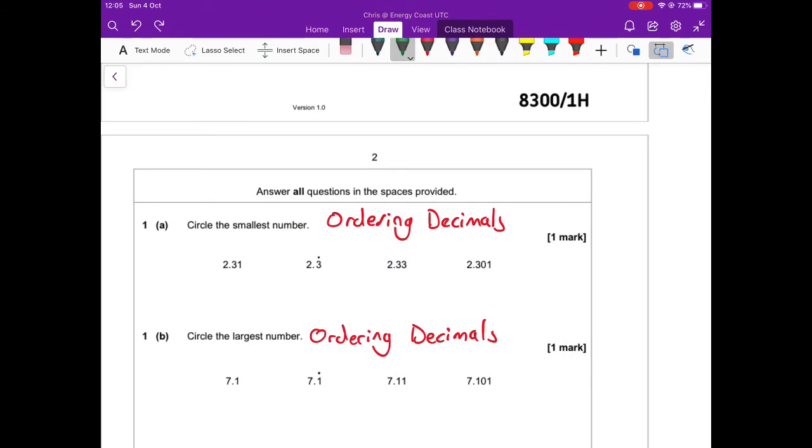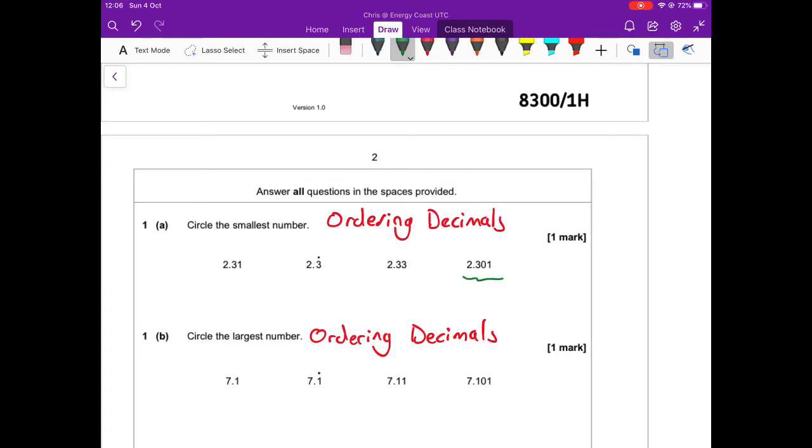Right, question 1, ordering decimals. Question 2, ordering decimals as well, actually. But this is how we do it. I'm looking at the last one here, and I can see there are 3 numbers after the decimal point, whereas all the others have either 1 or 2. So I'm going to change the rest so they now have 3 numbers afterwards.